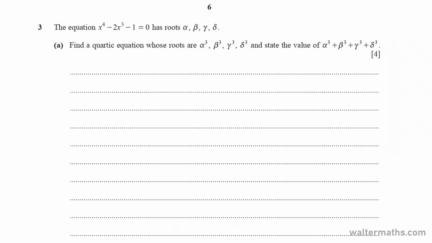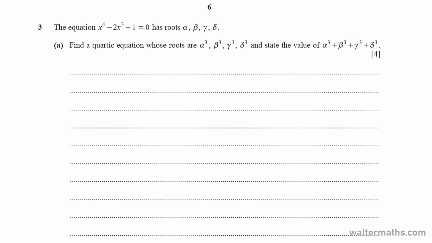Question 3. The equation x to the power 4 minus 2x cubed minus 1 equal to 0 has roots alpha, beta, gamma, and delta. So on A, find a quadratic equation whose roots are alpha cubed, beta cubed, gamma cubed, delta cubed, and state the value of alpha cubed plus beta cubed plus gamma cubed plus delta cubed. So we have right here a quadratic equation.